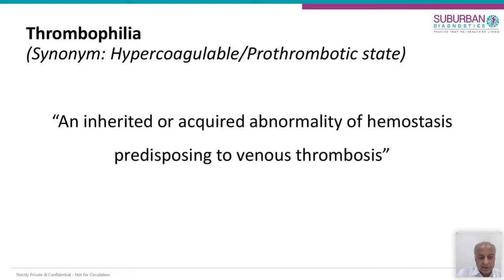Now, the words venous thrombosis are important because when we talk of thrombophilia, we talk of only thrombosis of the venous system and not of the arterial system. That is because the mechanisms that are involved in the genesis of arterial thrombosis are very different from those of venous thrombosis or thromboembolism, as we commonly call it. Although there could be some factors which are common to both, and we'll look at those as we go along.